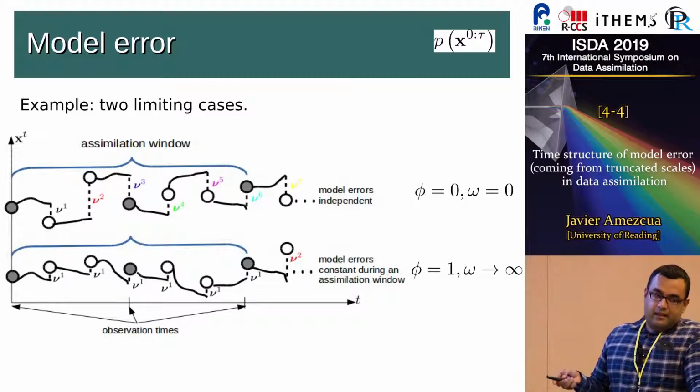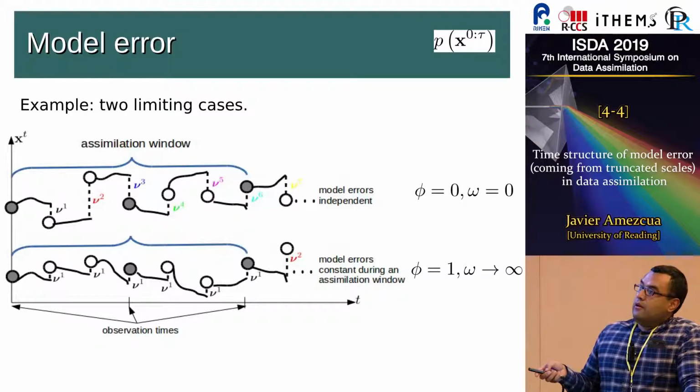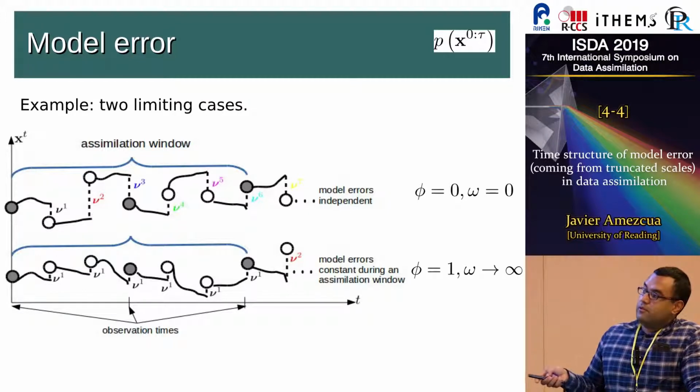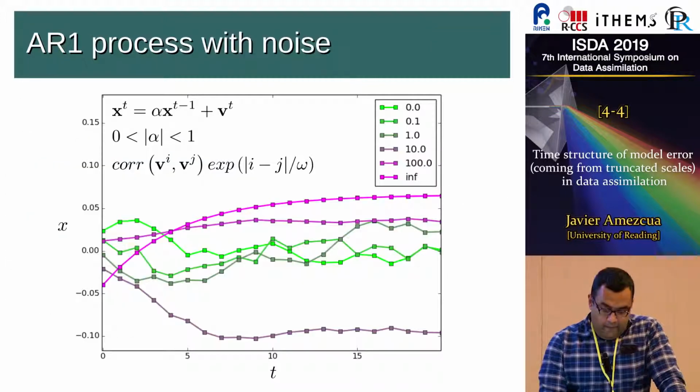And these are the two limiting cases that are often used. This is when you have completely independent model errors from time step to time step. This would be zero autocorrelation, zero memory, versus, and this is often done for simplicity, to consider in one assimilation window all the model errors fixed. That means perfect autocorrelation of one, and we can consider this to be infinite memory.